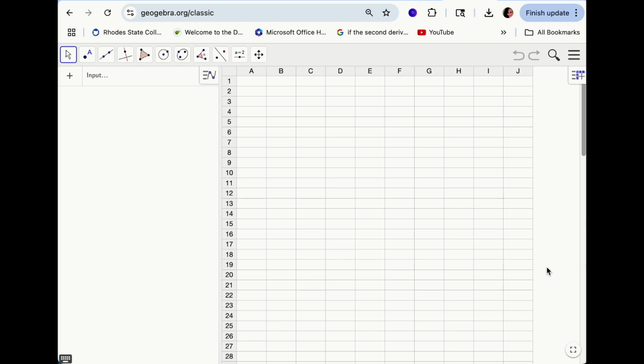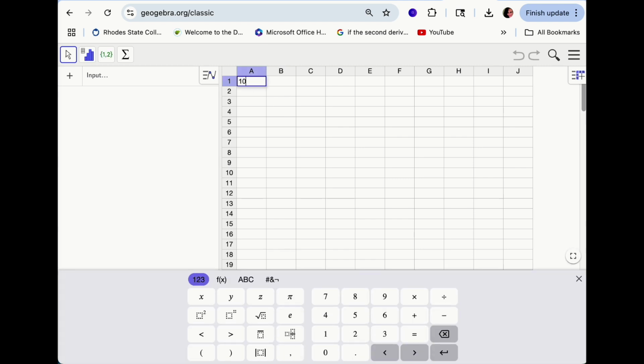Now, to check our answers for expected value, we're going to put in column A our X values and column B our probabilities. So in column A, I'm going to have 10, then negative 490, and then negative 990, and then negative 4,990. It's important to remember the negatives if you have them there, or else you're going to get a wrong answer.